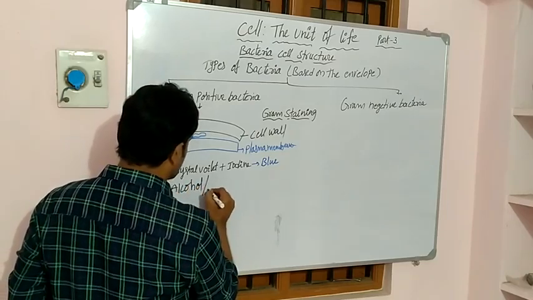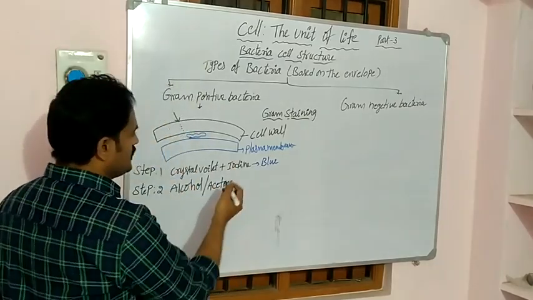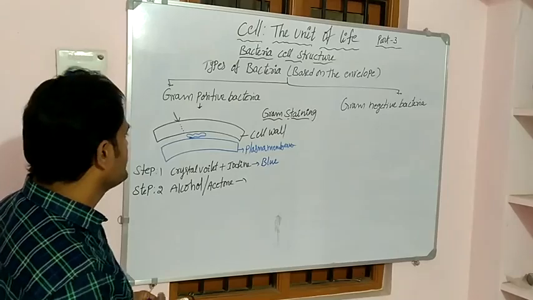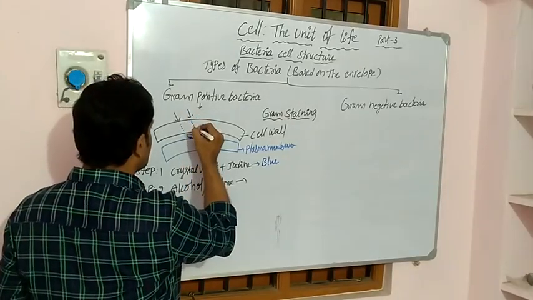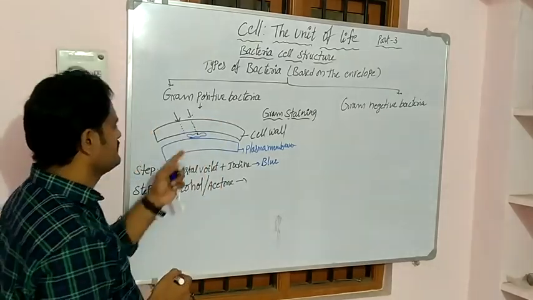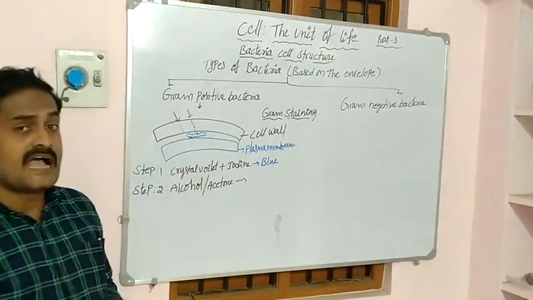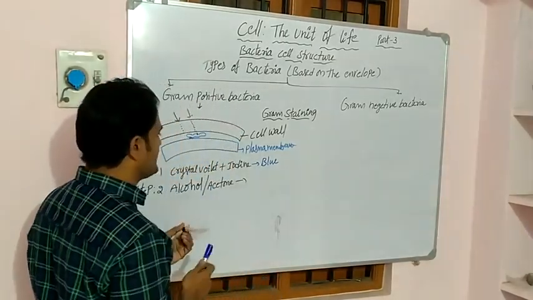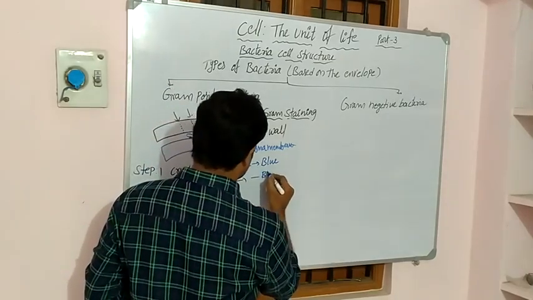Alcohol or acetone, anyone, to the cell wall. Then here the alcohol or acetone gets mixed with the blue color, and again it forms a blue color only. In the second step also it forms the blue color.